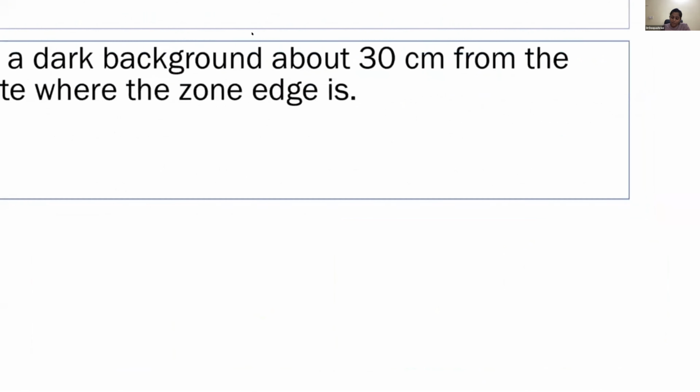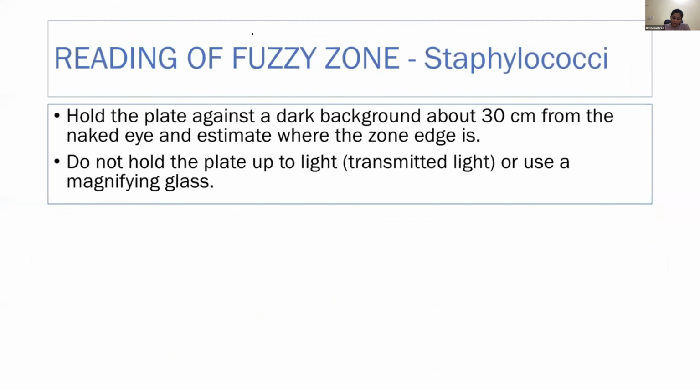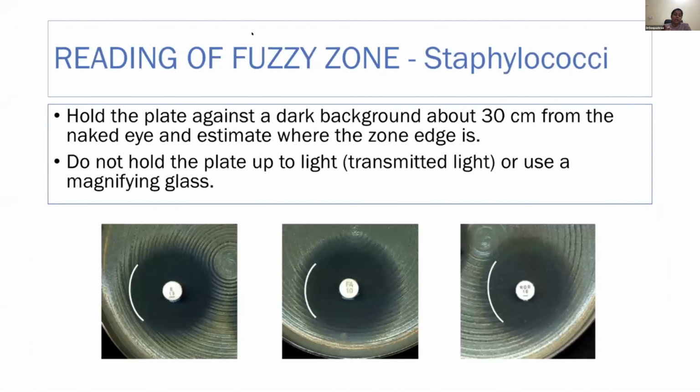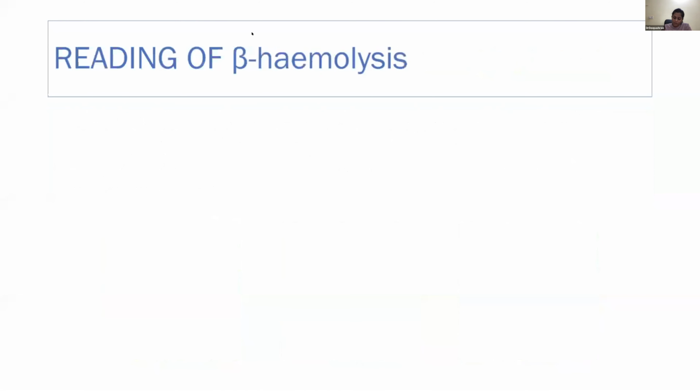The same principle holds good even for staphylococci. In Enterobacterales, a few drugs tend to give this fuzzy zone, and even in staphylococci we see many a times erythromycin giving the fuzzy zone. So you have to determine the clear margin.